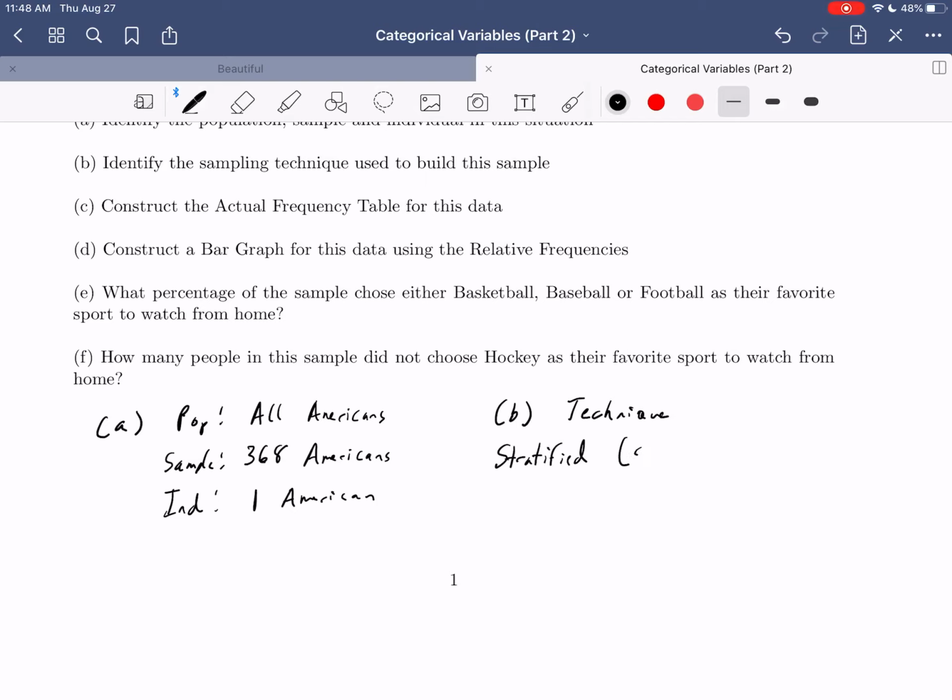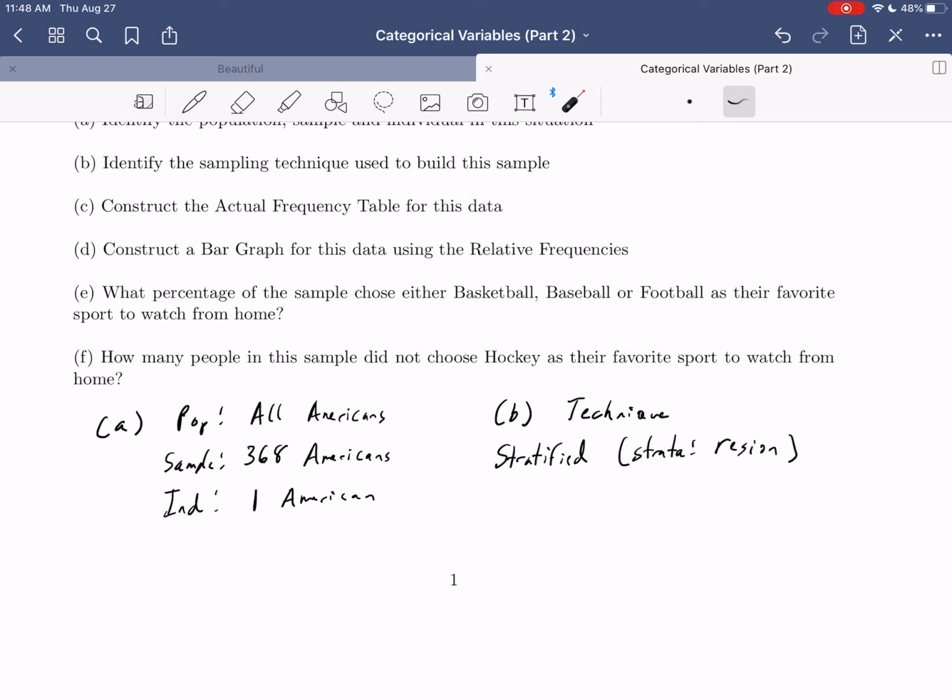And the strata, if you wanted to make note of that, was the region that the people were from. And of course, that might be important to somebody who's trying to study your favorite sport to watch, because sports might be regional. Certain regions might like one sport more than another. So it's important that every region of the US was represented in our study. So in this case, the researcher used a stratified sample to build their actual collection of data.